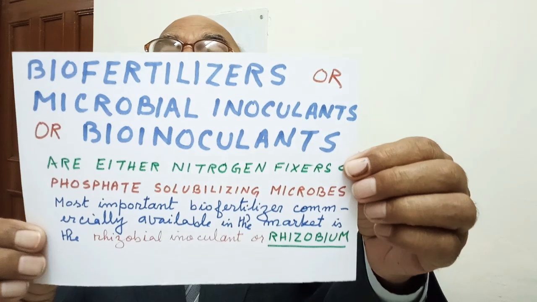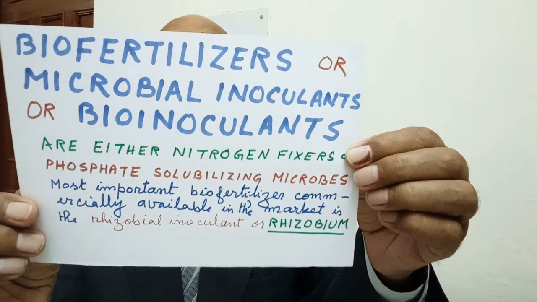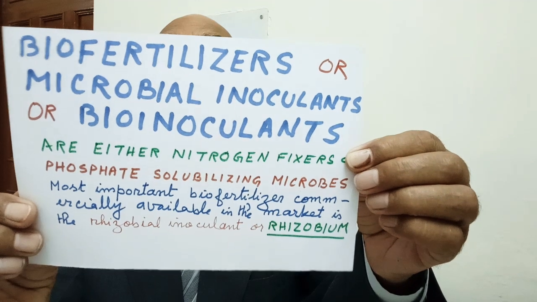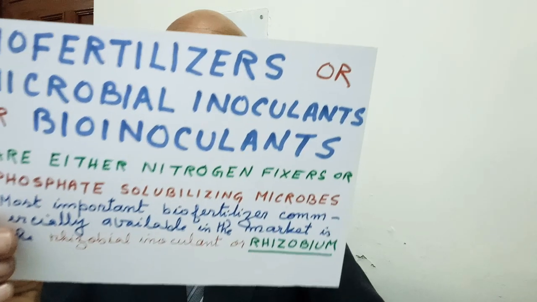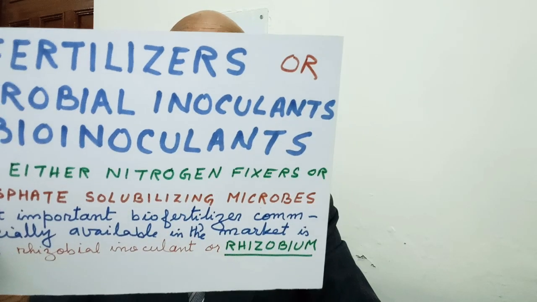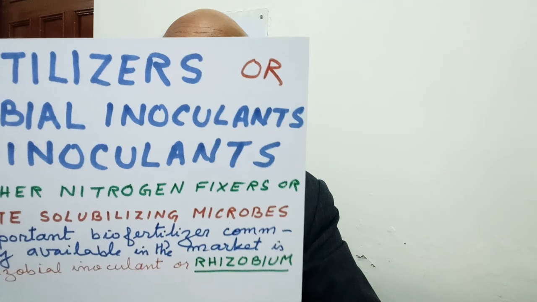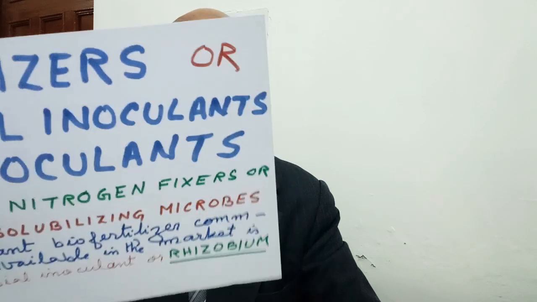Biofertilizers or microbial inoculants or bioinoculants are either nitrogen fixers or phosphate solubilizing microbes. The most important biofertilizer commercially available in the market is the rhizobial inoculant, or rhizobium bacterium. If you want to see the rhizobium, you just take a root nodule, crush that, stain that and see the rhizobium. While in roots in symbiotic condition, they are in the pleomorphic form, but in cultures they are rod shaped.